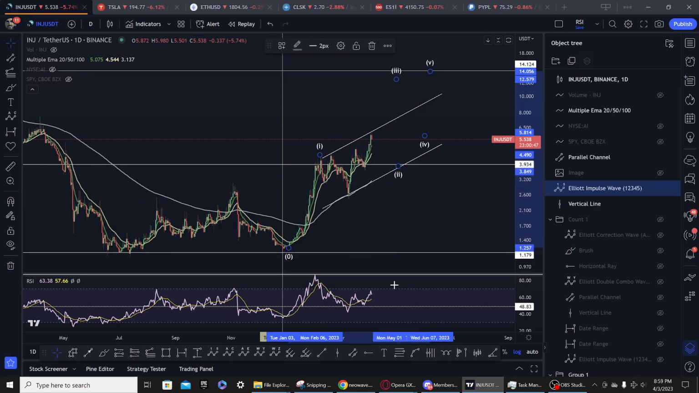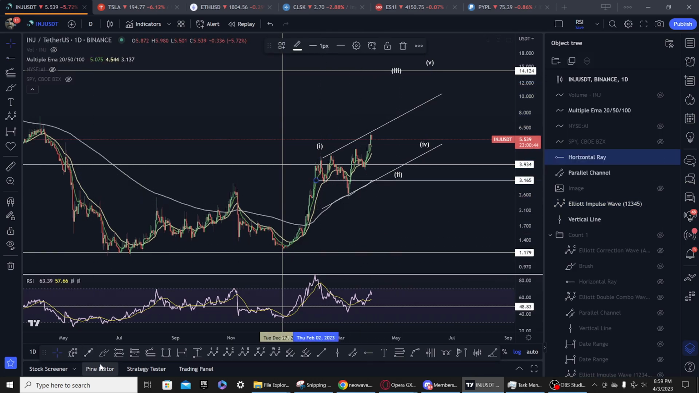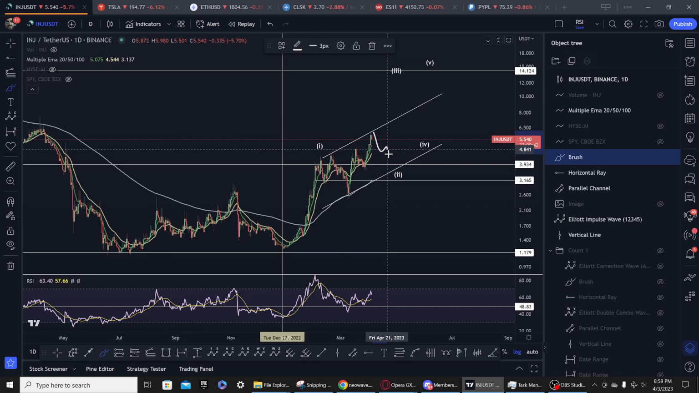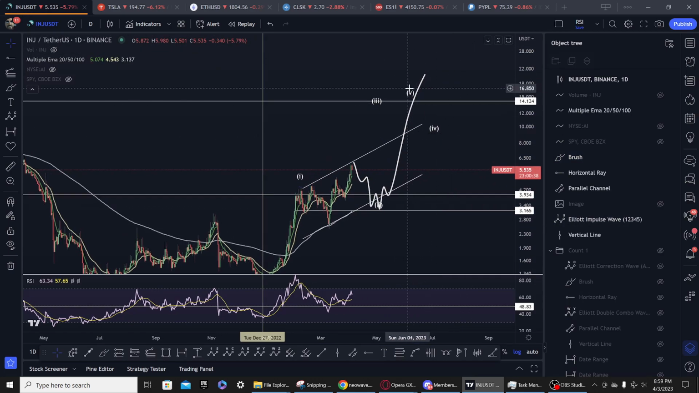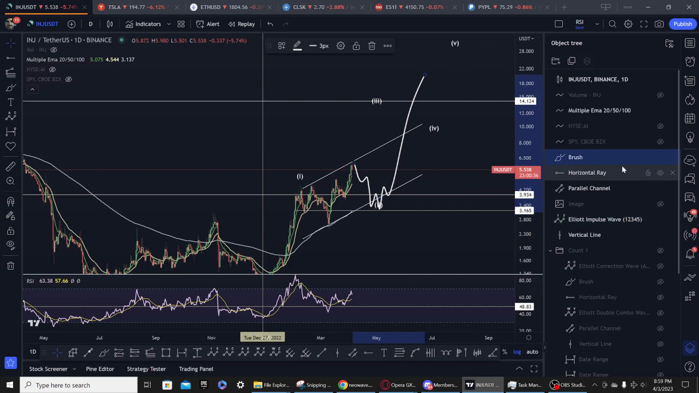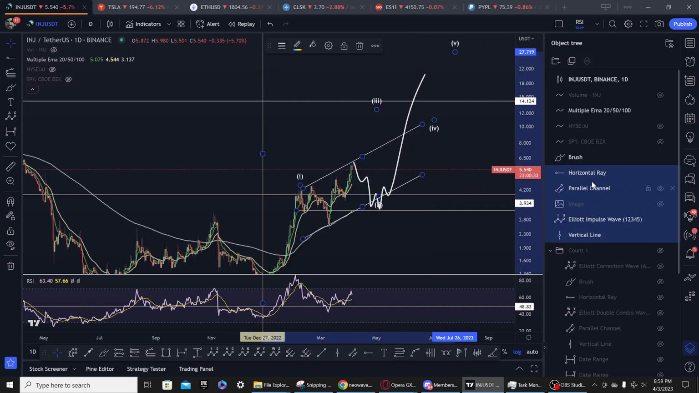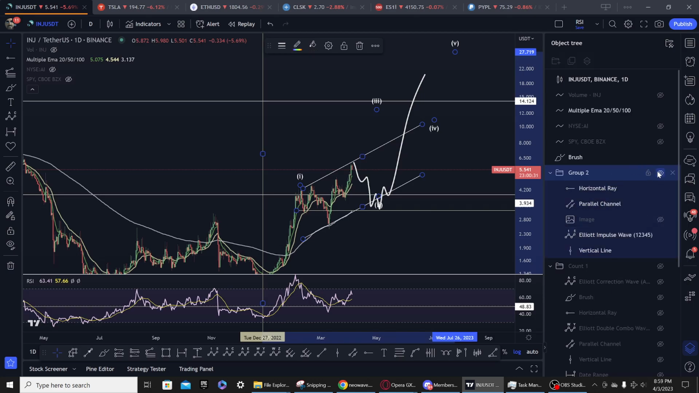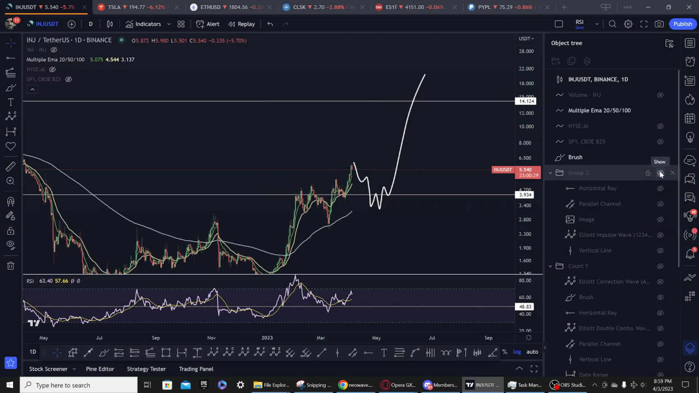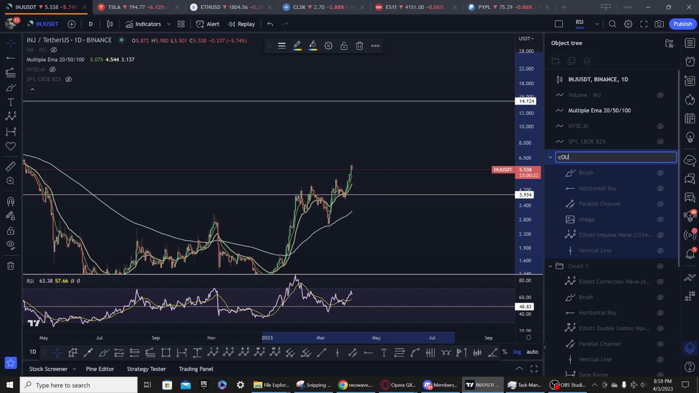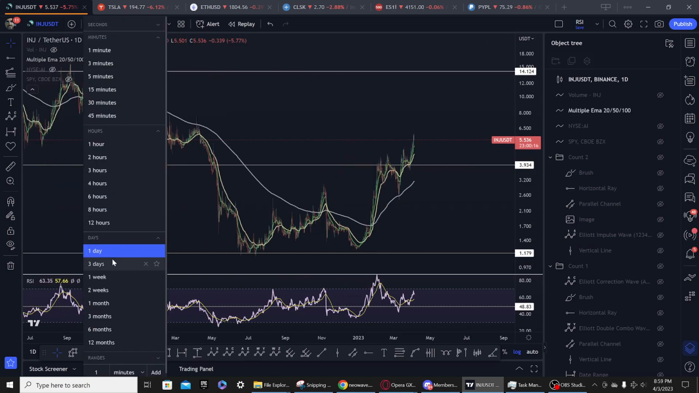I would be interested in these two levels, and then I'll go blast off. Okay, so that's my take on the low time frame. I'll name this count 2. So that's my take on INJ.